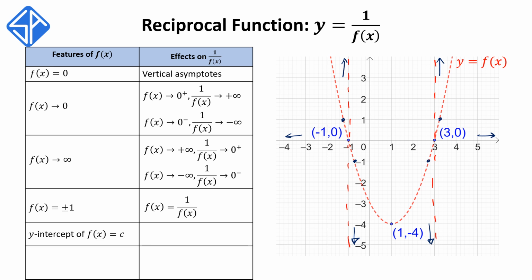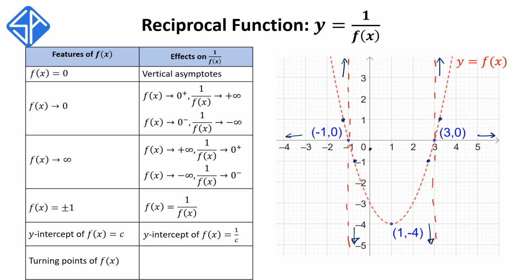We also can look at the y-intercept of f of x. In our example here, the y-intercept occurs at -3. So the reciprocal function will have a y-intercept equal to 1 on -3, which is equal to -1/3. So we're going to mark that in as well.